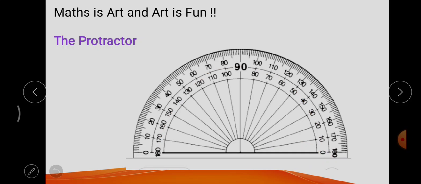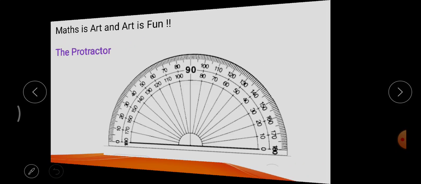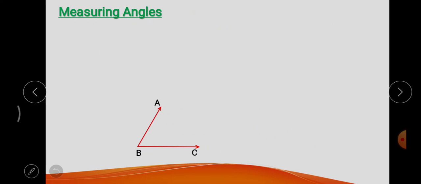Now let's move on to how to measure the angle. Now measuring angles. Now you can see over here I have taken an angle ABC. Okay, so what are my arms over here? The arms are BC and BA. So BA and BC are my arms. So this arm is lying towards the right direction.